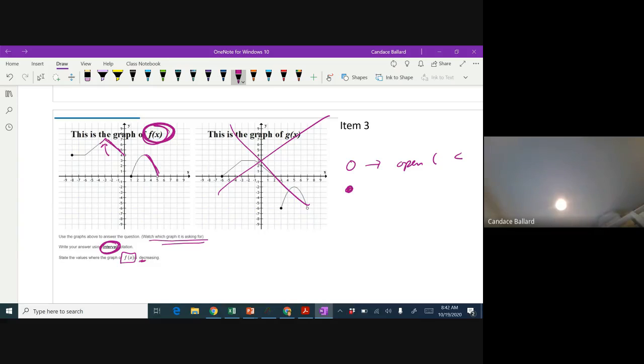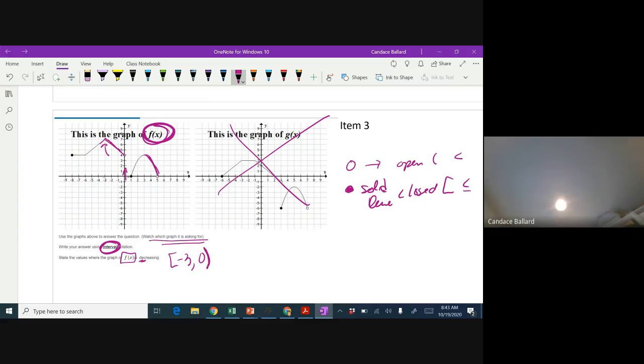If it's a closed dot or a solid line, it's closed, and you use the bracket or the less than or equal to, greater than or equal to. Okay. All right, so decreasing. So I'm starting at -3, and I'm going all the way until I hit the x value of 0. So make sure you're listing the x's and not the y's when we do these.